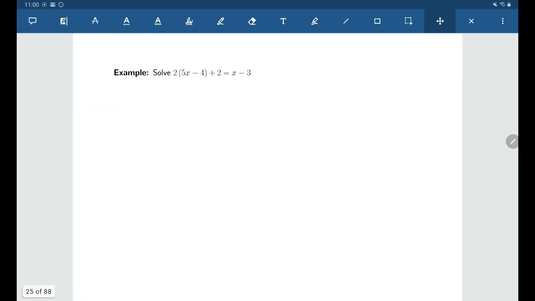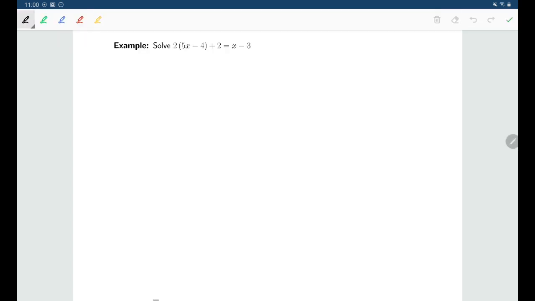We'll do one more. This one's a little bit nicer. This is a little bit easier to do. There's no fractions involved. I'm just going to expand the left side. So 2 times 5x minus 4 times 2. And then the right side, x minus 3.